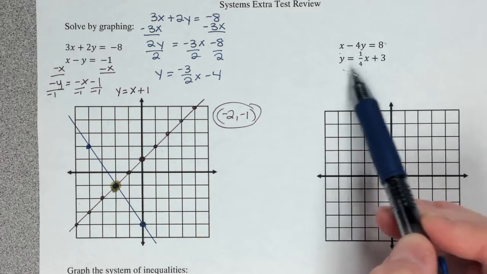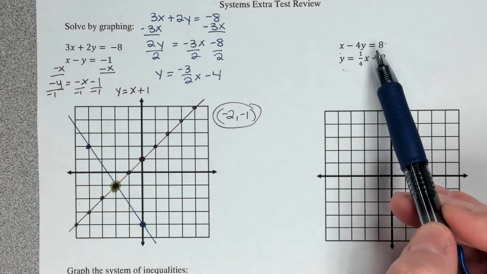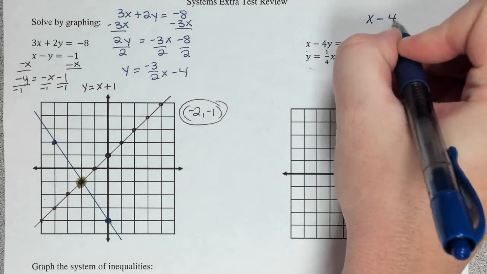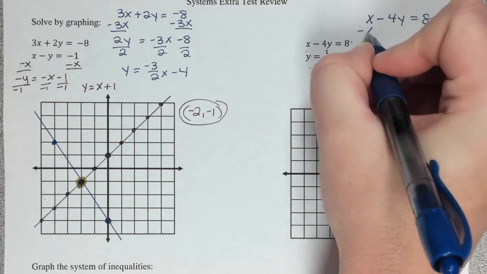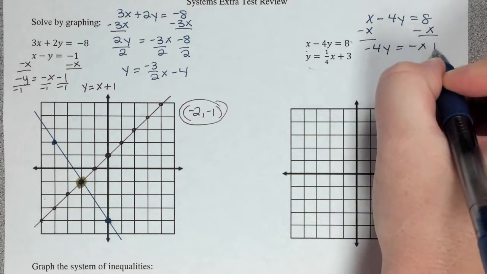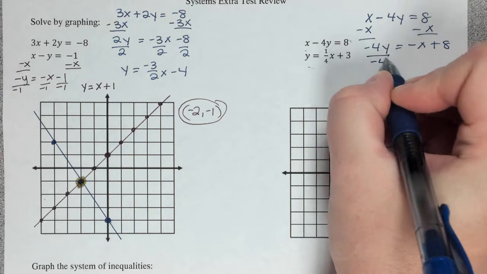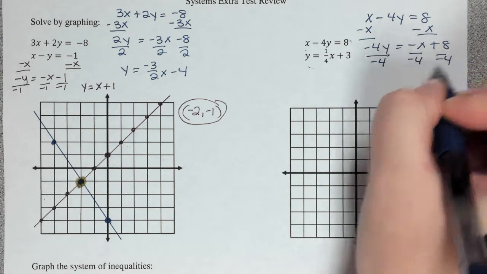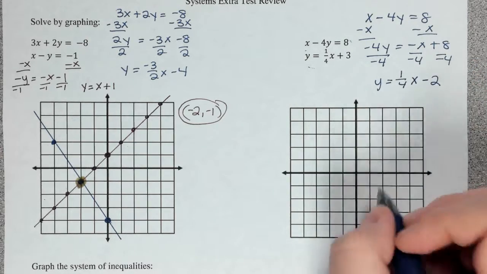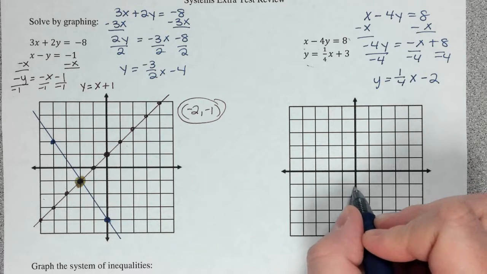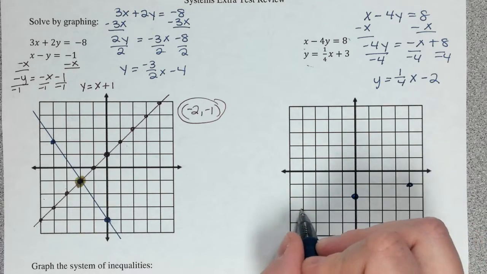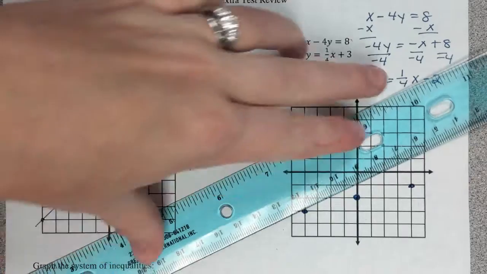This first equation, about the second one, is ready to go. So all I need to do is to solve for y in the first one. I apologize. x minus 4y is equal to 8. So I'm going to subtract x on both sides. I get negative 4y is equal to negative x plus 8. And then I'm going to divide by negative 4. That turns into y is equal to 1/4 x minus 2. So I'm going to come down here to negative 2, up 1 over 1, 2, 3, 4. And I'm going to go the other direction, down 1, 1, 2, 3, and 4. Connect my dots.